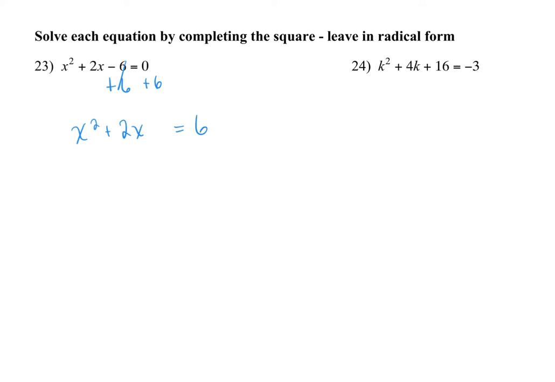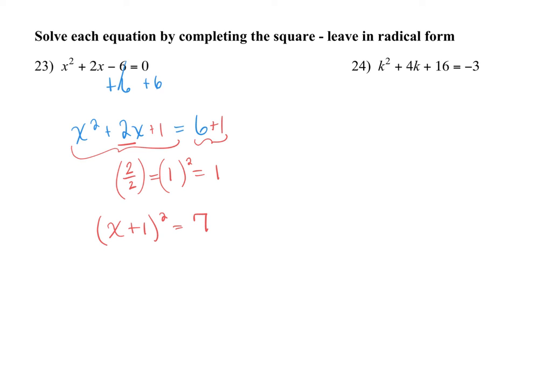I'm going to use that middle number, that b, to determine what happens here. So 2 divided by 2 gives me a 1. That actually tells me how this is going to end up being factored. That's going to end up being x plus 1 squared over here. I'm going to square that and get the number that I add to both sides. So on that right-hand side, I'm going to write a 7.